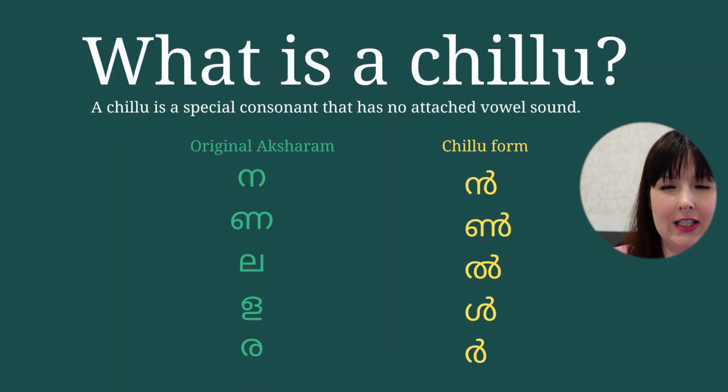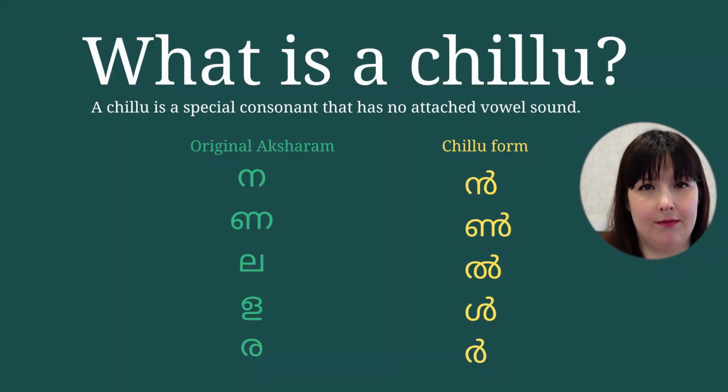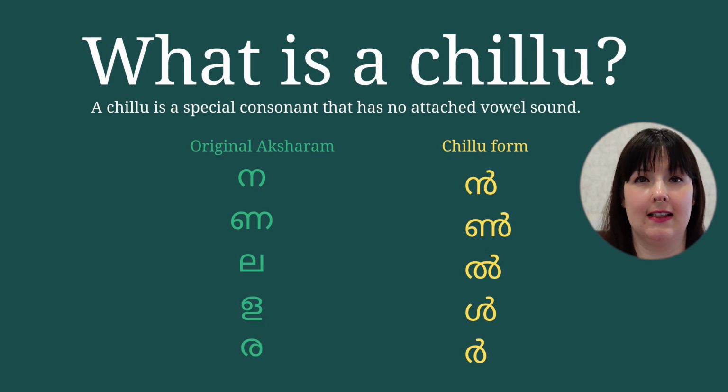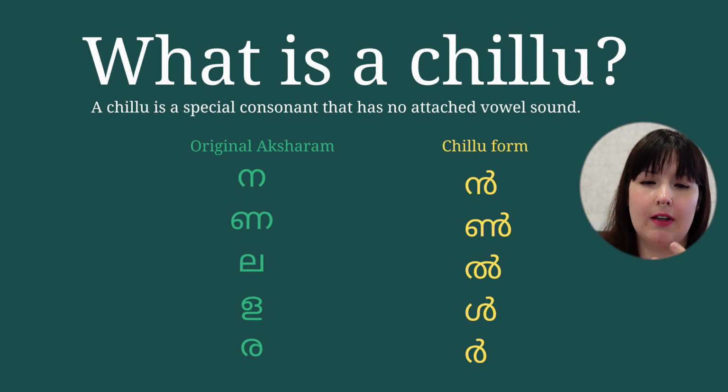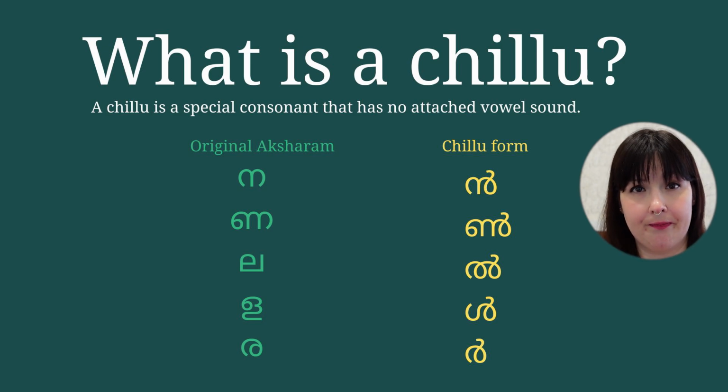First, we'll start with Chillus. Now, in Malayalam, all the aksharangal have what's called an inherent vowel, which means that anytime you see an aksharam, it's going to have an a attached to it. So in English, we say A, B, C, D, E, F, G, but in Malayalam, it's ka, kha, ga, gha, nga, like this. So Chillus remove that a and it makes just a consonant sound. Also, these days in modern Malayalam, you only see it used in 5 aksharangal. So we'll go over this.